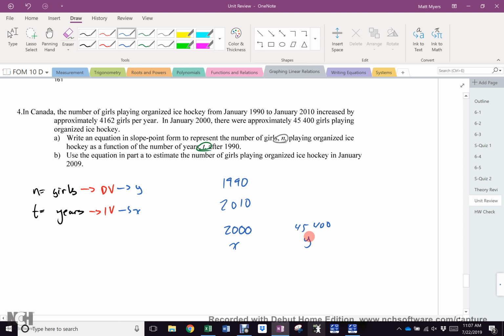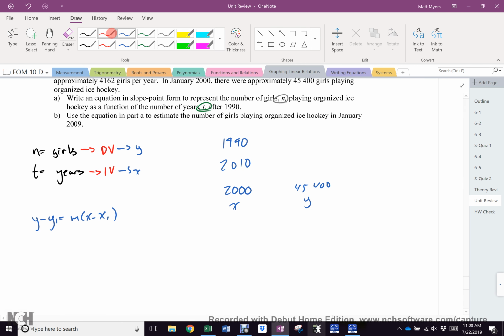I need point slope form, right? Point slope form is y minus y1 equals m x minus x1, right? Do I know one of the points? I do. So it's y minus 45,400 equals m times x minus 2,000, right? What's the only thing missing? M. What's the slope?